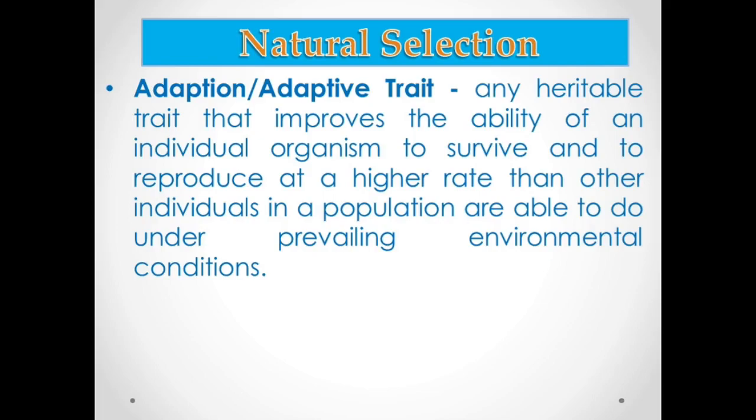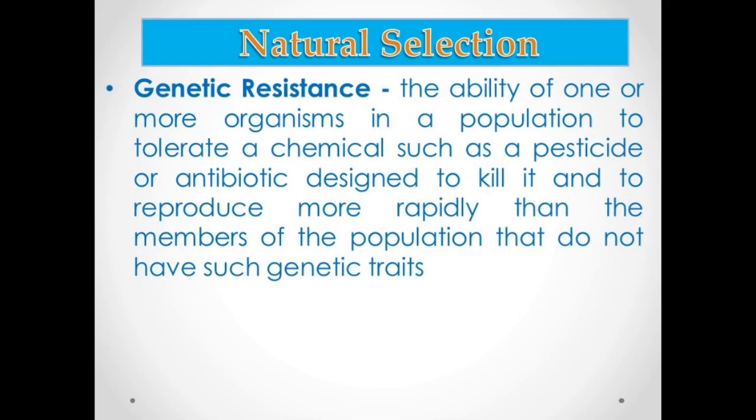An example of natural selection at work is what we call genetic resistance. Genetic resistance is the ability of one or more organisms in a population to tolerate a chemical such as a pesticide or antibiotic designed to kill it, and to reproduce more rapidly than the members of the population that do not have such a genetic trait. For example, we now have antibiotic-resistant bacteria. If we wrongly use antibiotics, it can result in antibiotic-resistant bacteria. That's why you cannot buy antibiotics in the pharmacy without the consent of the doctor. You should have the doctor's prescription first in order to buy the antibiotic.